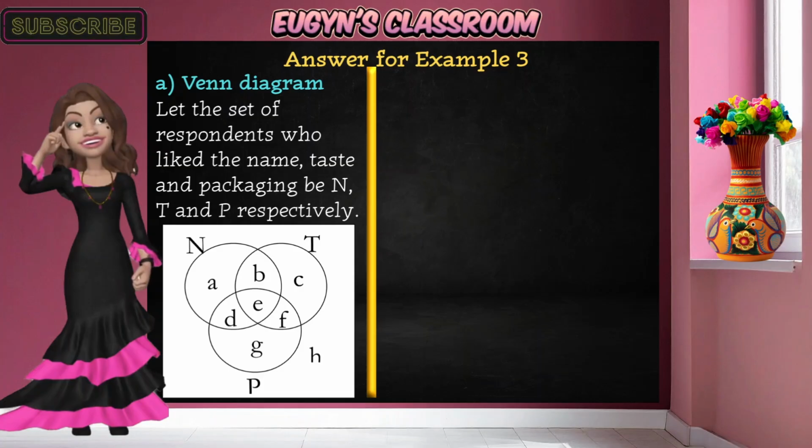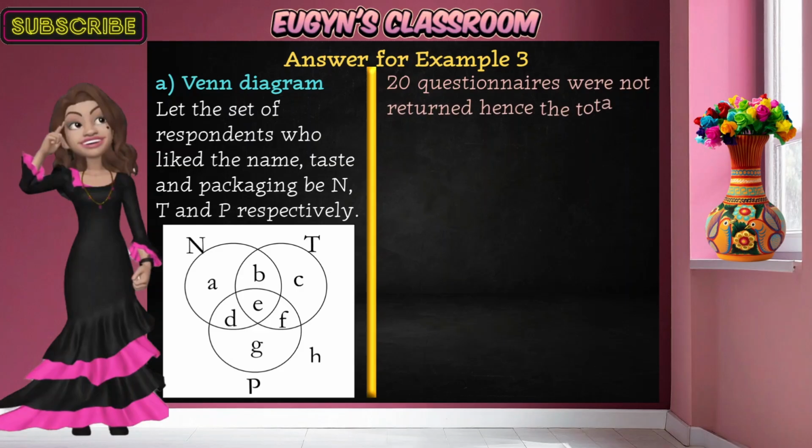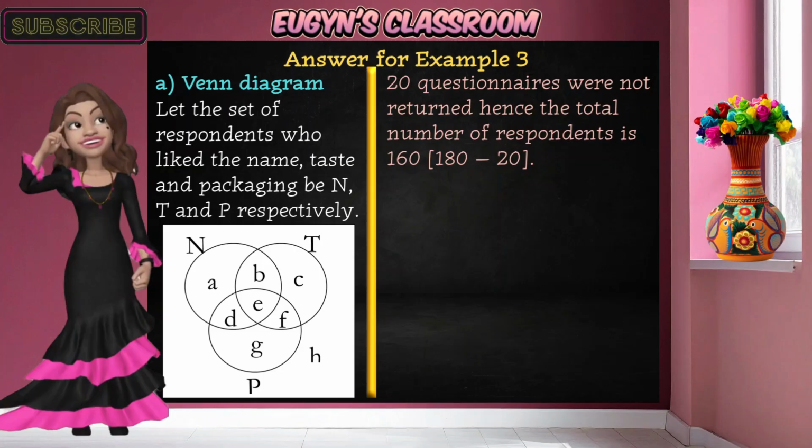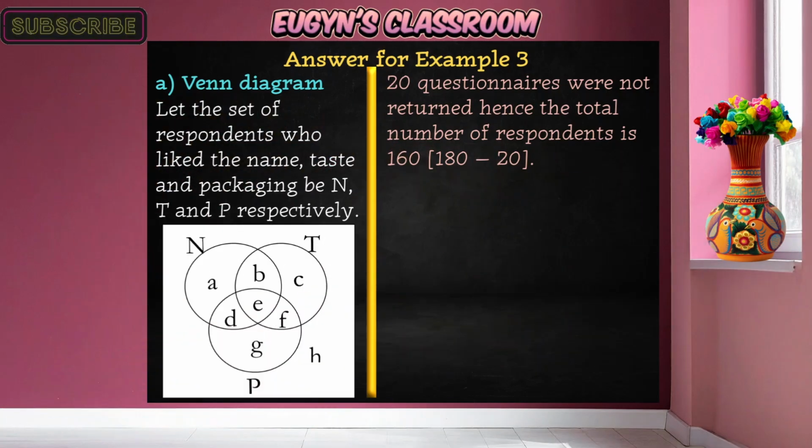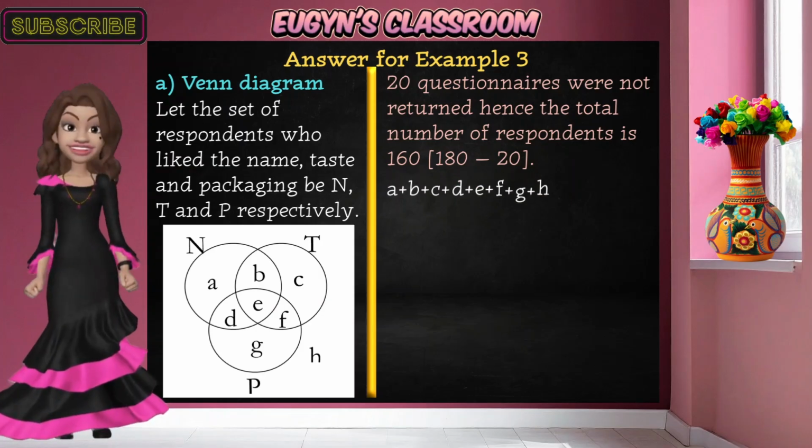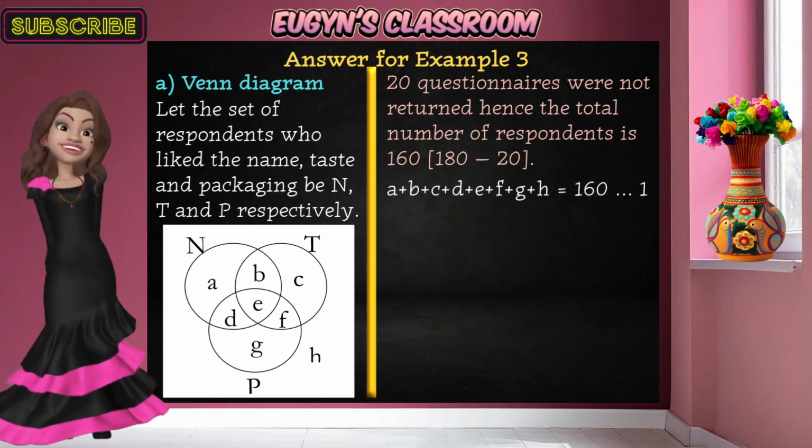Then we can label different parts or sections in the Venn diagram using the small letters. Again, we can use the small letters A up to H. In this case, we're told that 20 questionnaires were not returned. This means that even though they had sent 180 questionnaires, they've only received responses from 160 potential customers. Therefore, the number of respondents is 160. Firstly, all the letters A up to H will add up to 160.